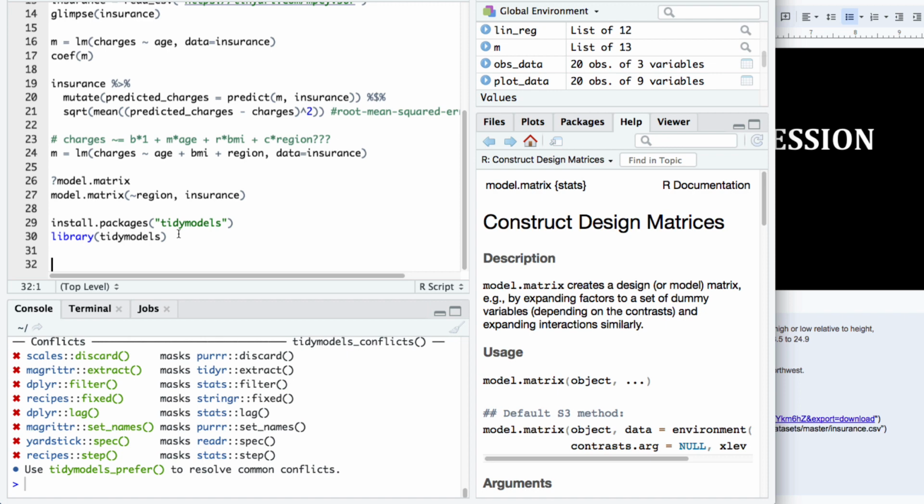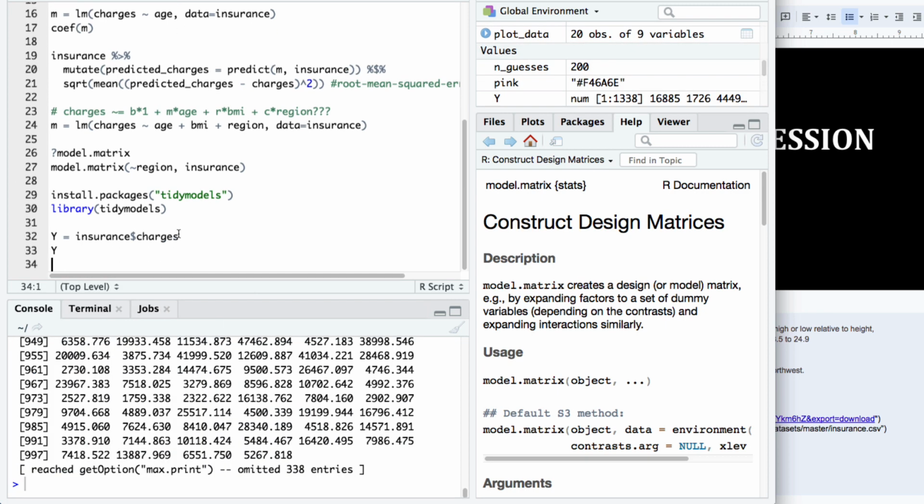And in tidymodels, we can explicitly control what the predictor matrix and outcomes are. So here I'm just going to say let Y be the insurance charges column. So we can look at Y. Okay, so that's the thing I'm trying to predict. And then I'm going to create the matrix of predictors. So insurance, and I'm going to take, for instance, let's say I want to use children.